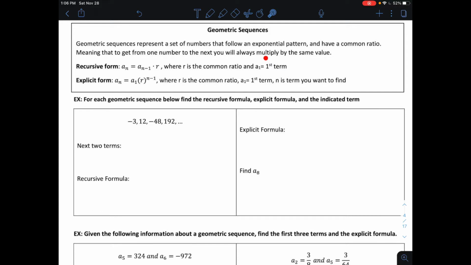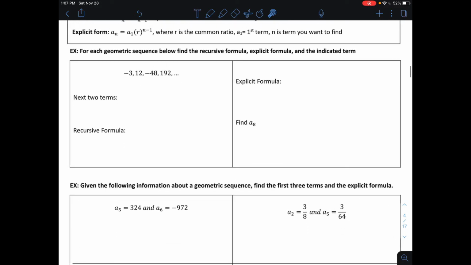So if I was technically dividing by 2 every single time, I'd have to look at this in terms of what I multiply by, which is technically multiplying by 1/2 every time. Recursively, for a geometric sequence, to get from one number to the next, you take the previous term and times it by whatever the common ratio is, that thing that you multiply by, called r. The explicit form of a geometric sequence follows an exponential pattern. It looks like an exponential function where you take the first term, a1, times your common ratio raised to the n minus 1 power.